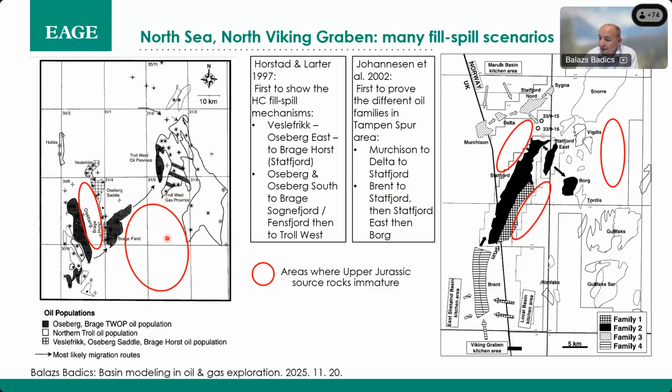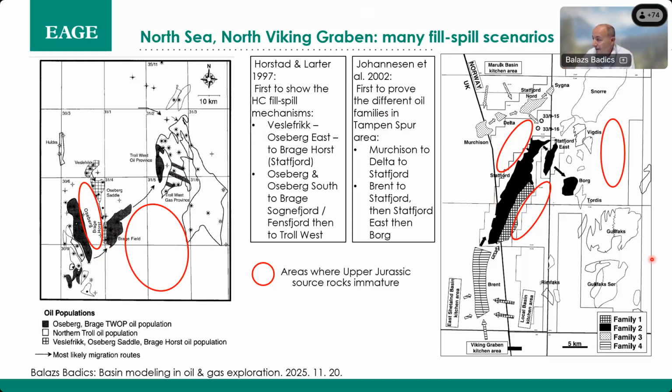And then basically, when you drill prospects between Åsberg and Brage, they will not be charged because there is no direct migration from that small graben. It is much more a field spill migration from the north, from Vestlefrik to Åsberg East to the so-called Whiskeyland and to Brage Stadfjord. The same from Åsberg south to Brage, Upper Jurassic, and then to Troll. So that was published. Later on, other people picked up and did much more work on it.